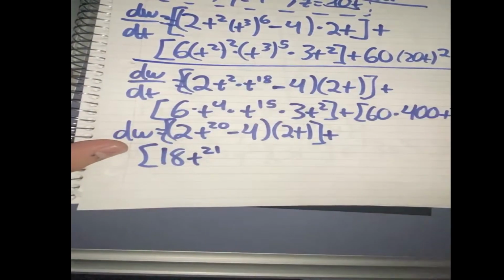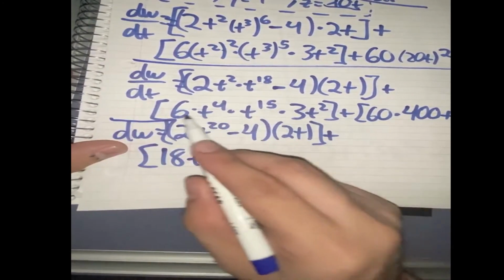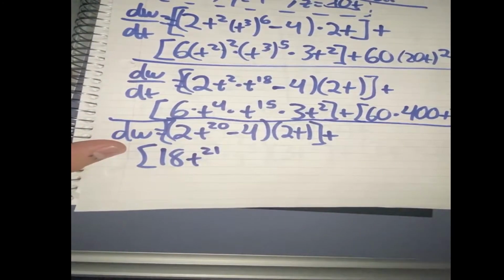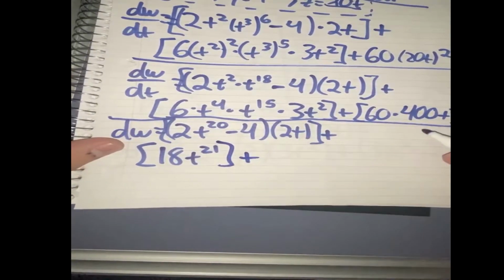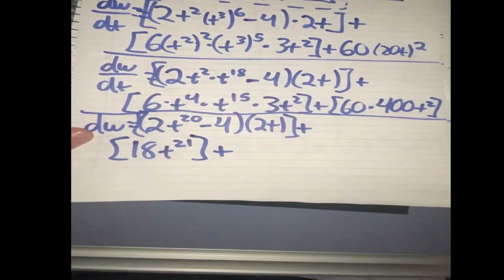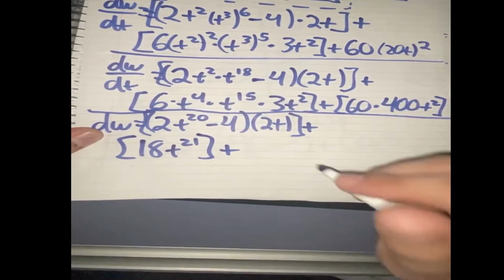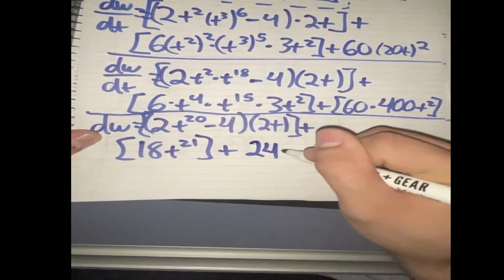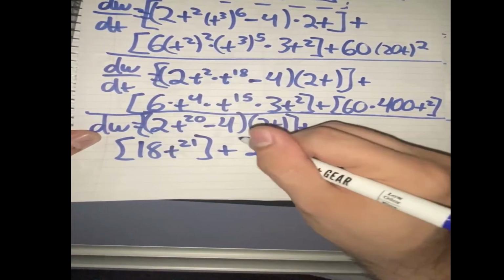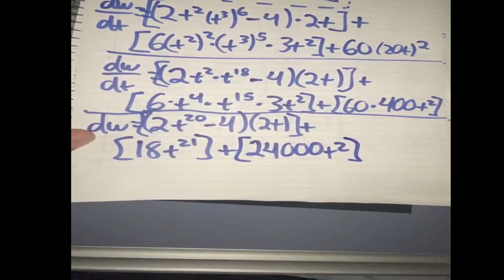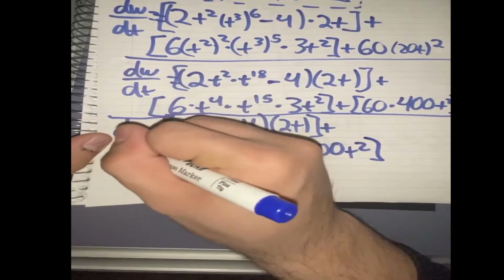I'm just going to put a line right there, so that way we can see each step being simplified further. Plus 60 times 400. We have 3 zeros as placeholders, so it would be 24,000 t squared. So furthermore, dw over dt, sorry.